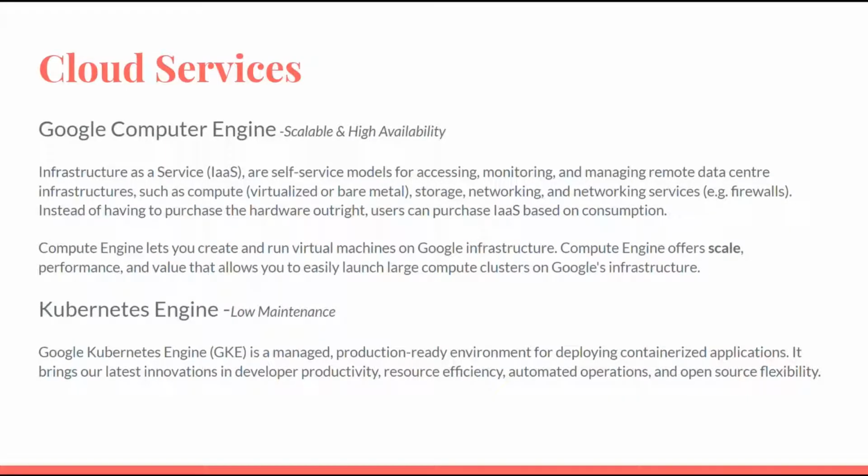The two cloud services used for ArtCloud are Google Compute Engine and Kubernetes Engine. Compute Engine is a self-service model for accessing, monitoring, and managing remote data center infrastructures, such as compute, storage, and networking services. Google Kubernetes Engine is a managed, production-ready environment for deploying containerized applications. It brings the latest innovations in developer productivity, resource efficiency, automated operations, and open source flexibility.